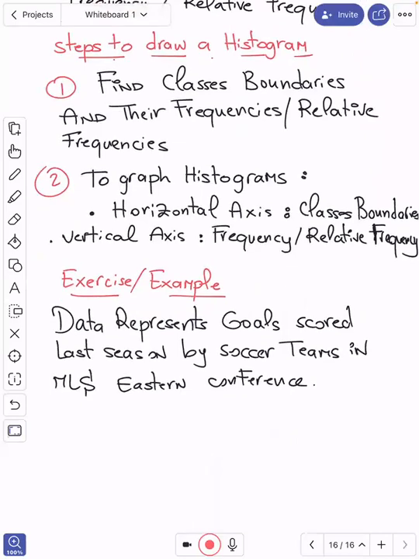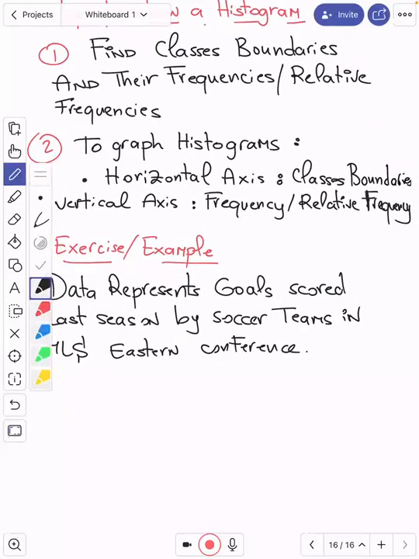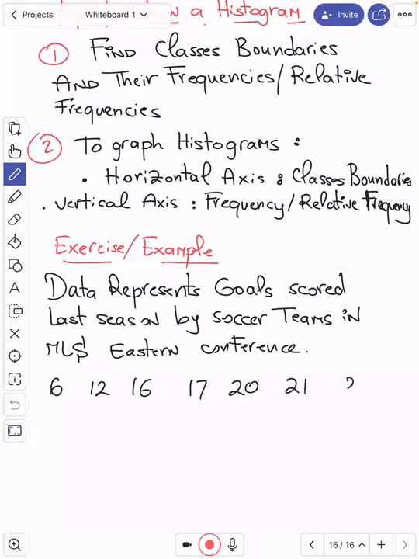I'm going to very quickly remind you of the data. The first team scored 6 goals, the second team scored 12, then 16. The fourth team scored 17 goals, then 20, 21, 22, 24, 27, 30, 31, 31, 34, and 36. So we have 14 teams, and this data represents the goals scored by those teams.